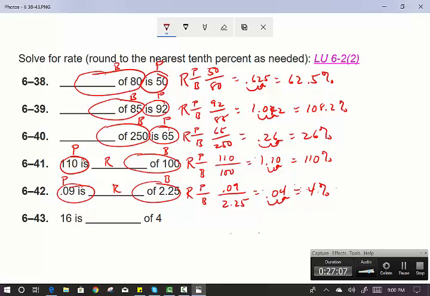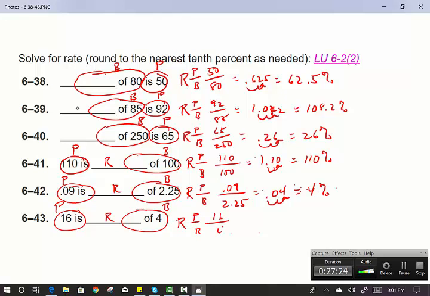Then number 43. The number associated with "is" or "equal" is your part. The number that follows "percent of" is your base. We're going to be solving for the rate. Rate is equal to part divided by base. So the part is 16 divided by 4, and that's going to equal 4. Then move the decimal point 2 places to the right to equal 400%. So 16 is 400% of 4. Okay, let's go ahead and move forward with number 44.